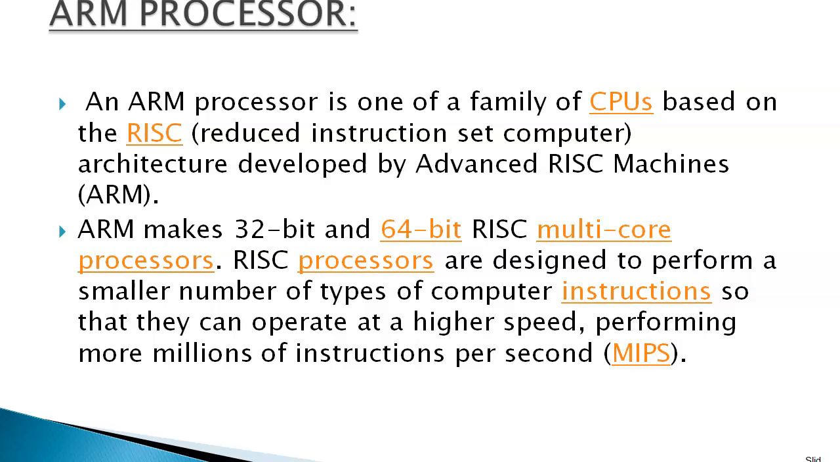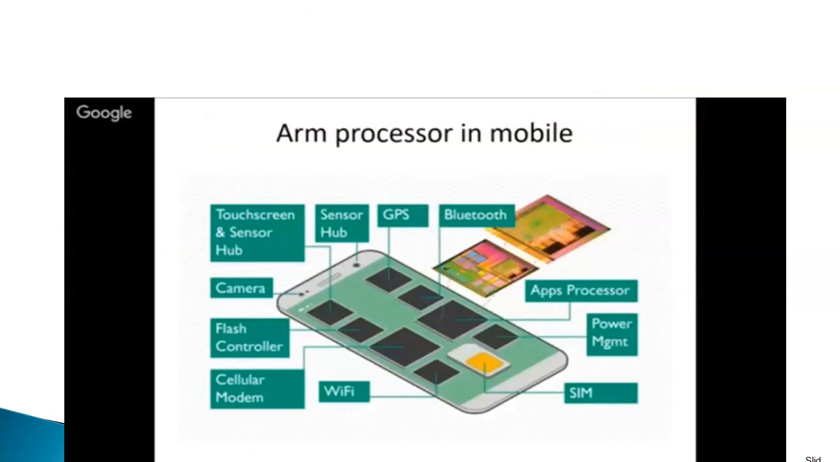The RISC processor is designed to perform a smaller number of types of computer instructions so that it can operate at a higher speed, performing more millions of instructions per second, that is MIPS. The ARM processor is now in research on 128-bit processors.